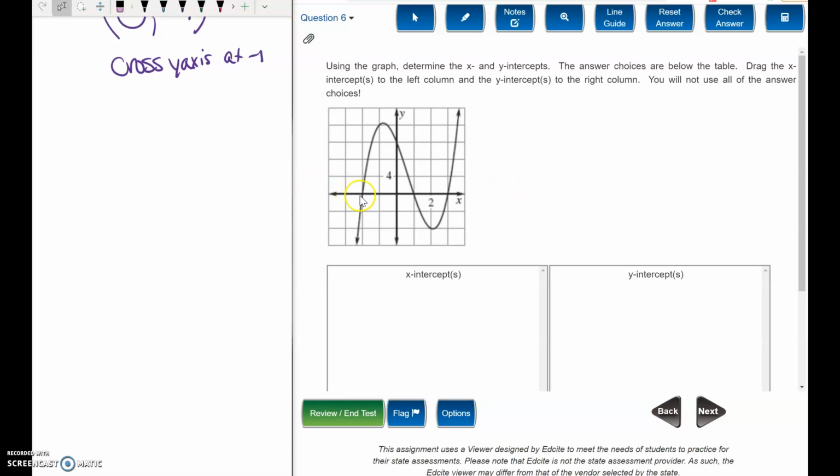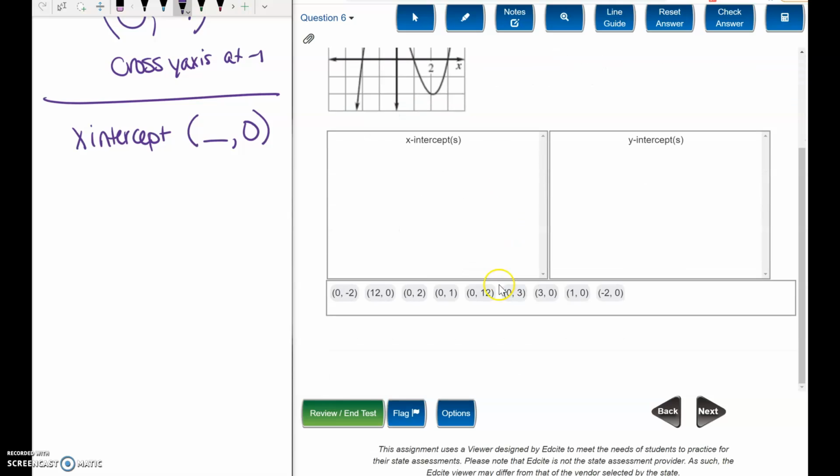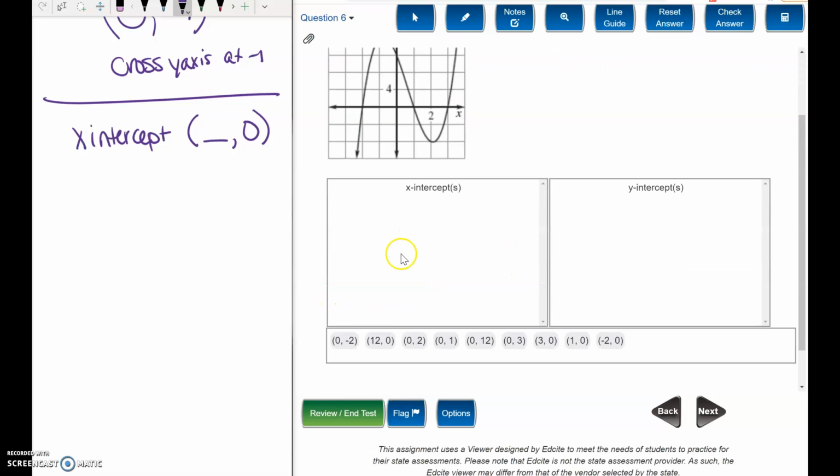The x-intercepts are where it crosses the x-axis. And remember, x-intercepts have coordinates something, comma, 0. So when you're looking for the x-intercepts, you're looking for the ones that have a 0 as the y value. So the first one is -2. That means -2, comma, 0. Drag that one into the x-intercepts. Remember, you can't use your finger for this. You have to use your mouse.